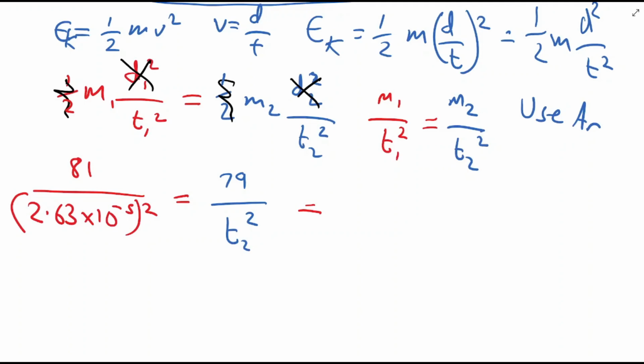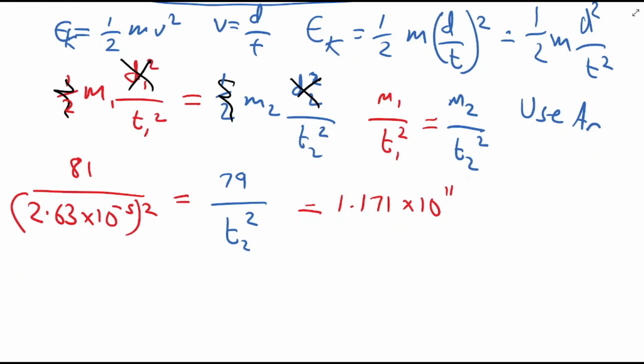first. Okay, so 81 divided by 2.63 times 10 to the minus 5, and then square that. And that gives me a number of 1.171 times 10 to the 11. And so now I know that 79 divided by T2 squared equals this number.